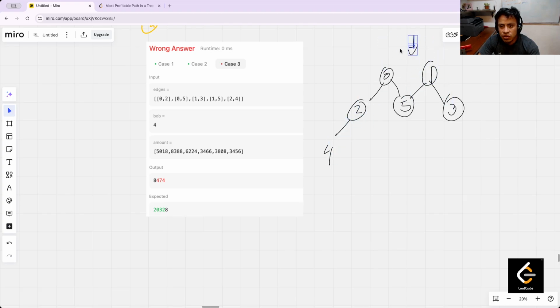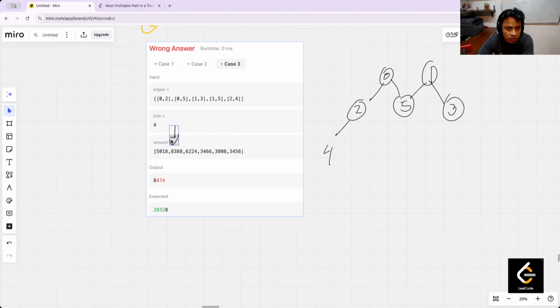Yeah, it's because I have two values. But for example, in this case, Bob is in the 4, is here, and this is the root. And for Alice, she can go in this direction or in this direction. I think that is for this. And that is for this.